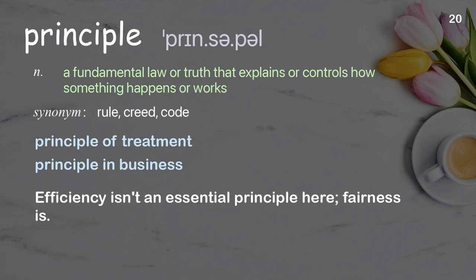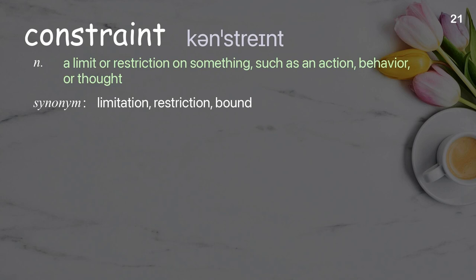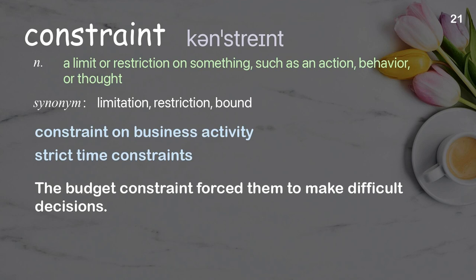Constraint. A limit or restriction on something, such as an action, behavior, or thought. Examples: constraint on business activity, strict time constraints. The budget constraint forced them to make difficult decisions.